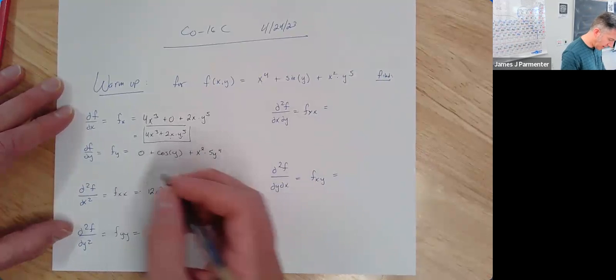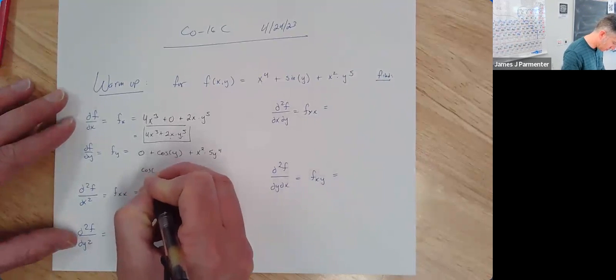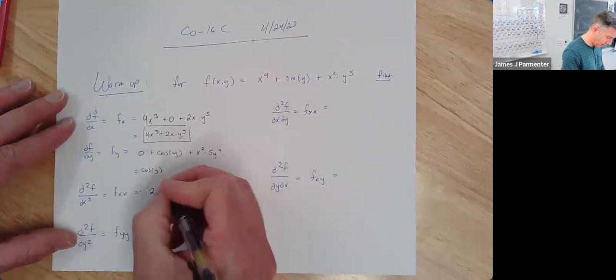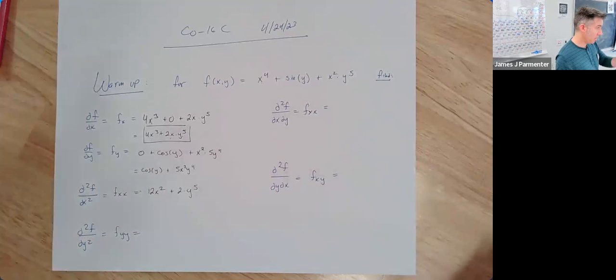Not required, you can probably leave it like this, but I would probably make it look a little nicer, as cosine of y plus 5x squared y to the fourth. Not necessary. Yeah, Josh.